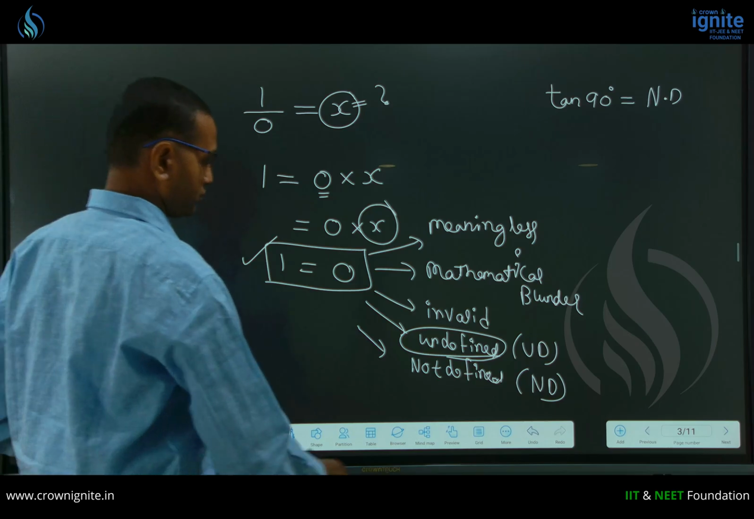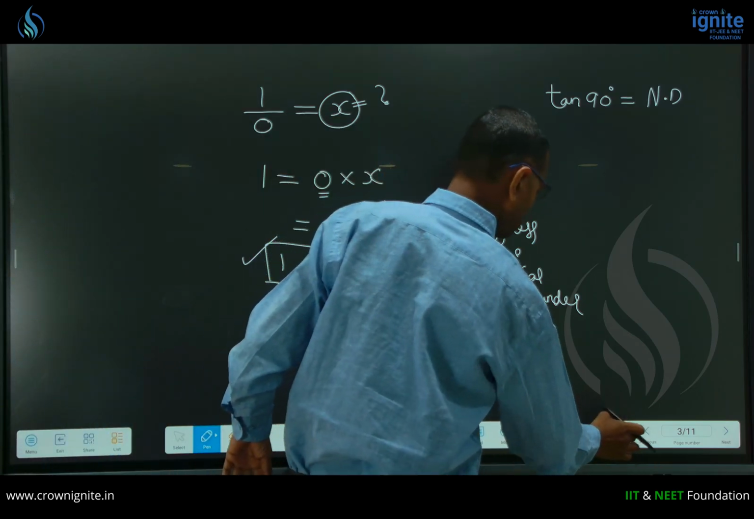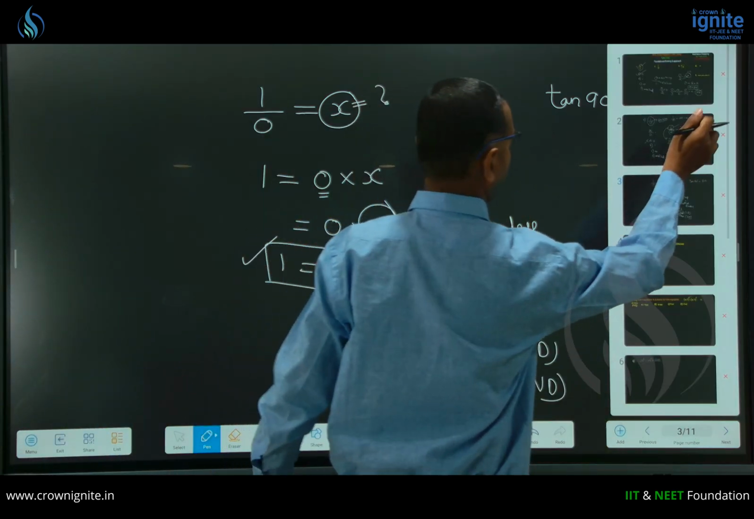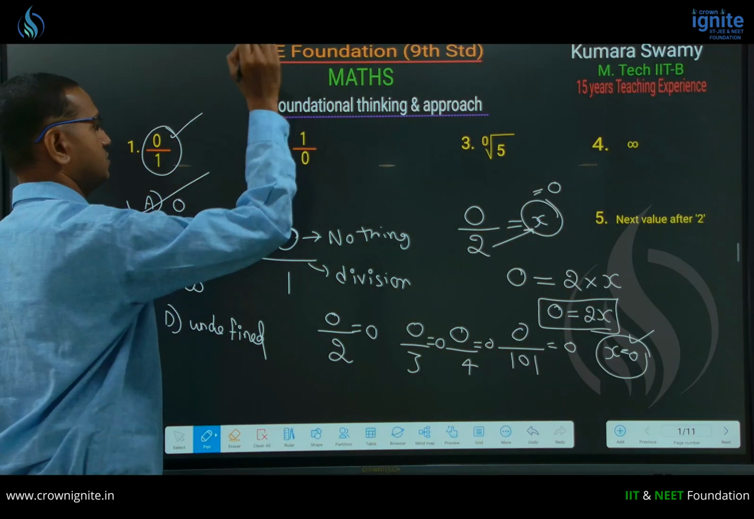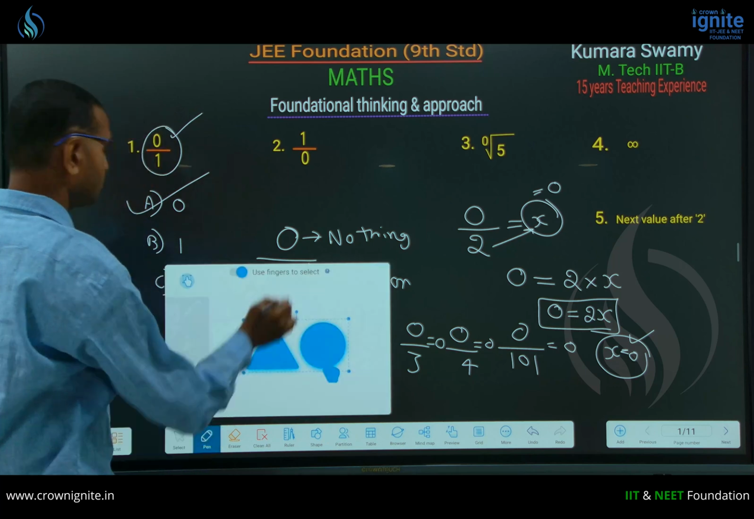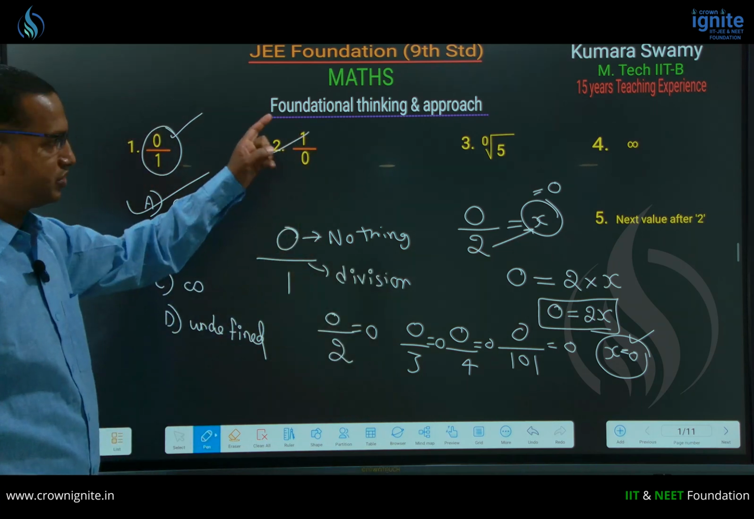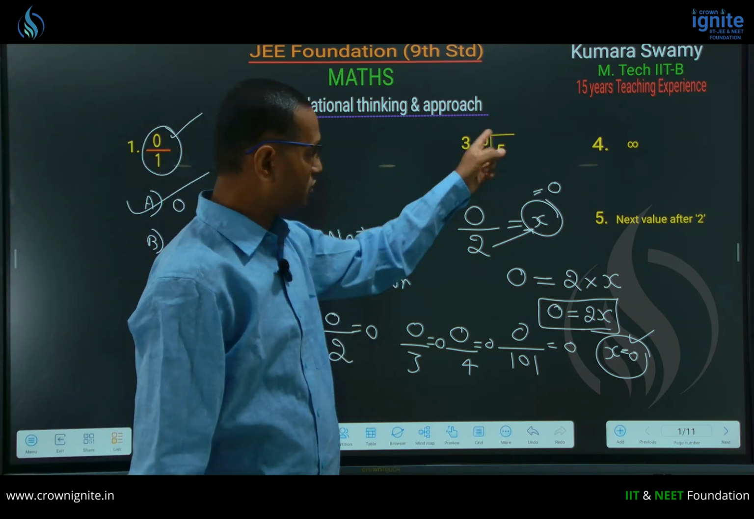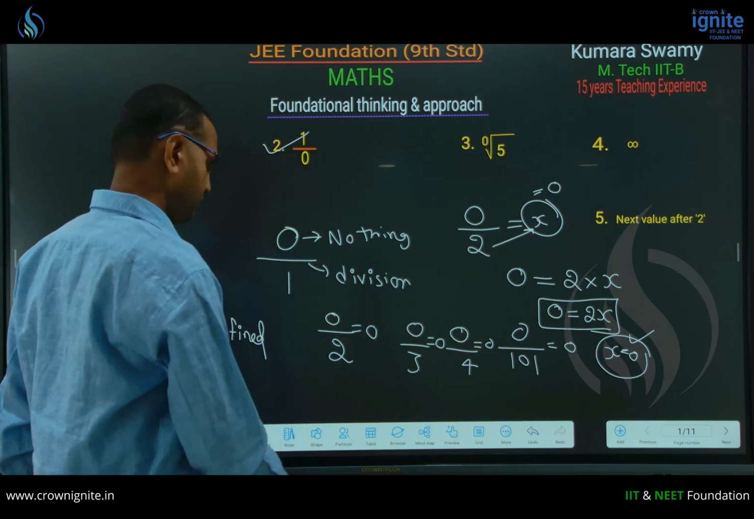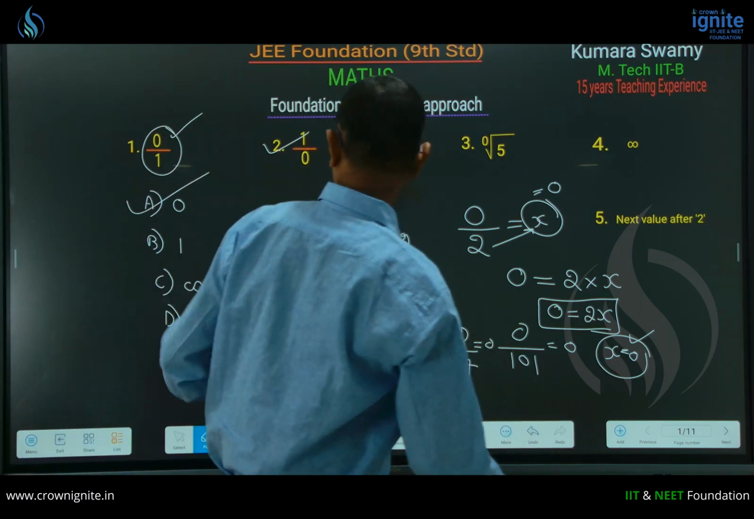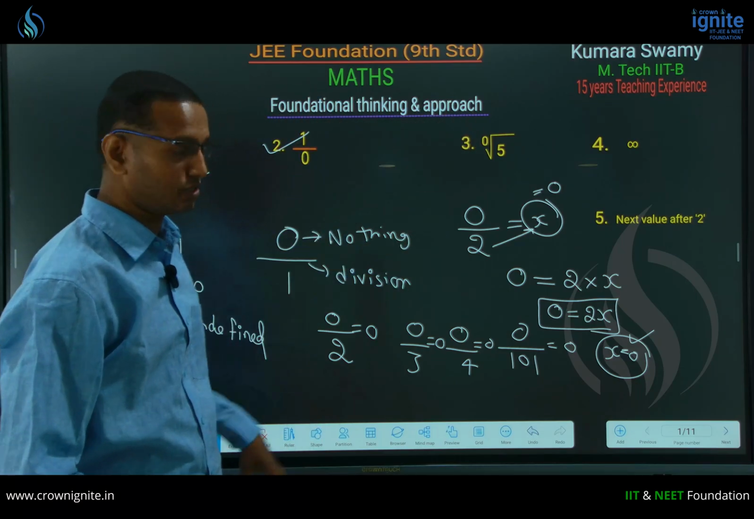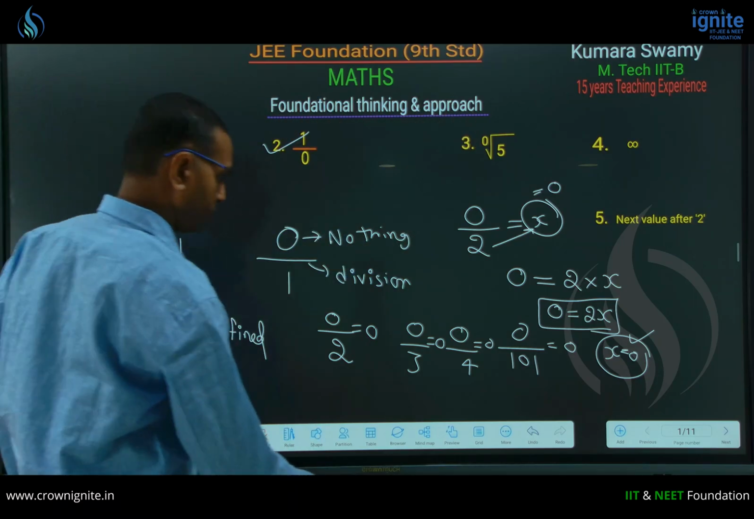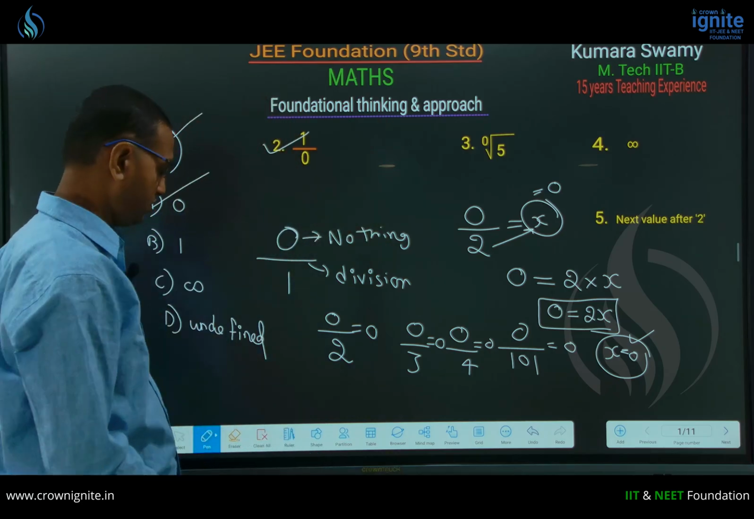Now let us see the next question. That is question number 3. The second question is clear. 1 by 0 is undefined. Now, 0th root of 5. Now let us see this simple question. The questions look very simple, but there is a lot of deep meaning in every question. You can see that. And these are necessary for a foundation student.